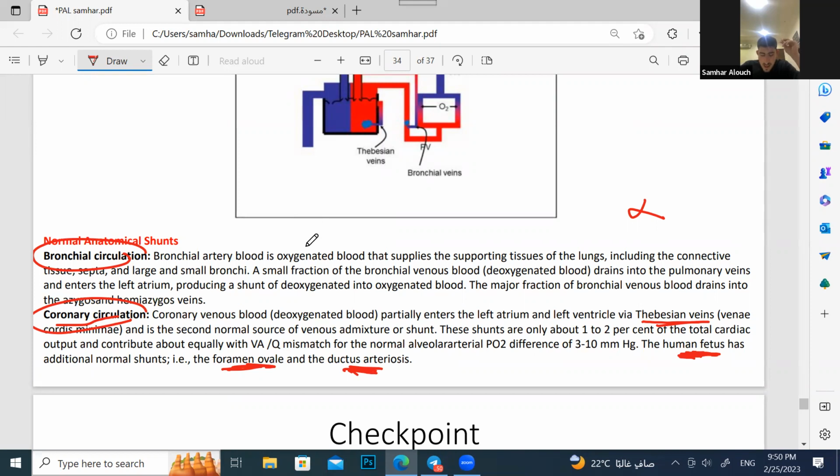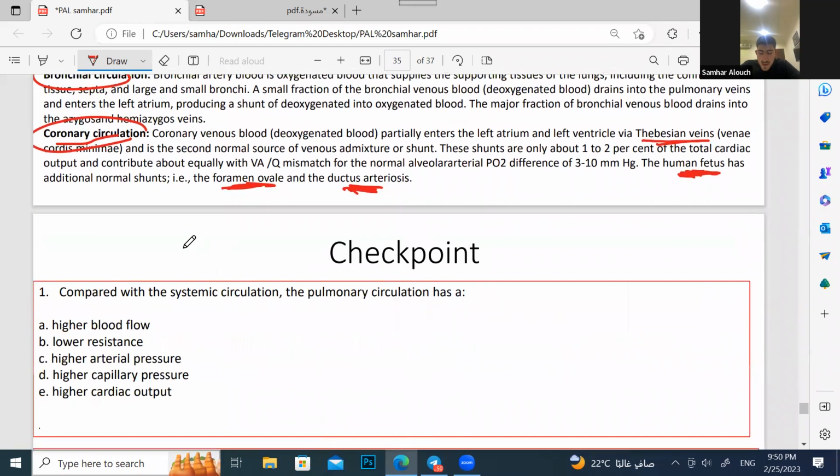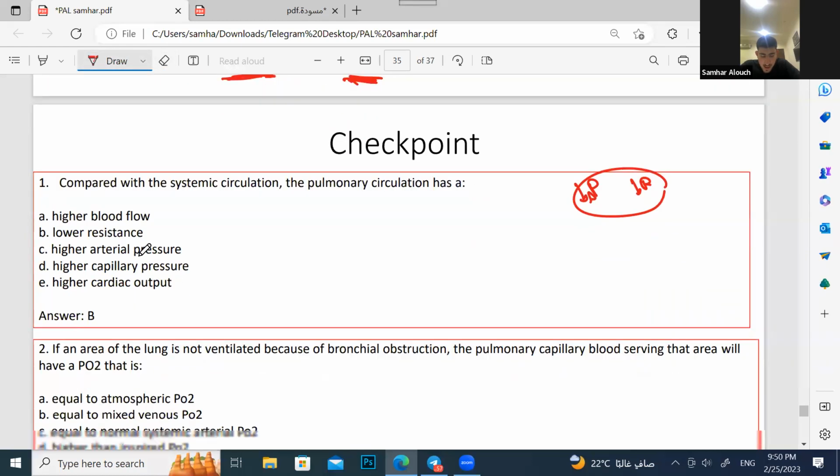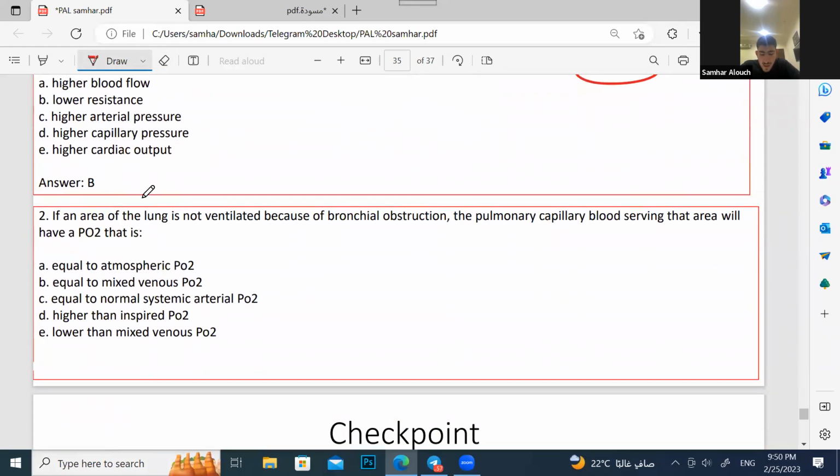Okay, yalla. Compared with the systemic circulation, the pulmonary circulation has what of these? Higher blood flow, lower resistance, higher arterial pressure, higher capillary pressure, higher cardiac output. B, lower resistance. Exactly. Because if you have lower pressure difference, you will have lower resistance, and that's the case of pulmonary circulation. Amazing. Yes, it's B.